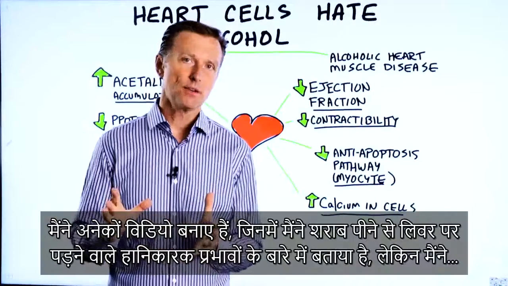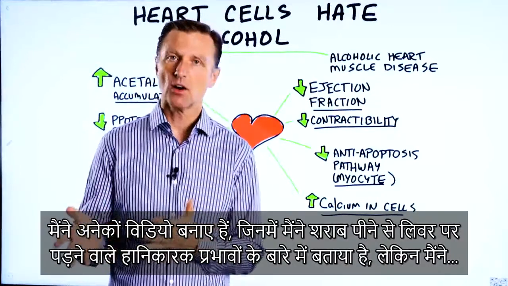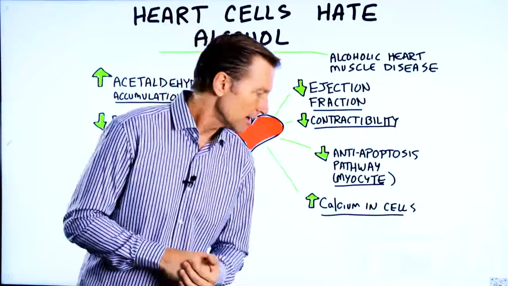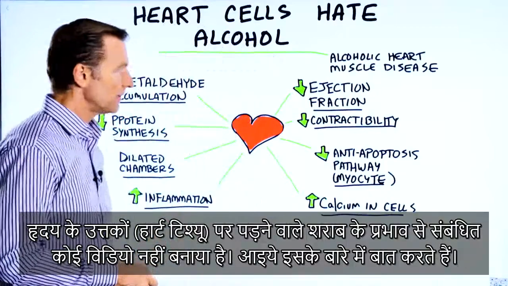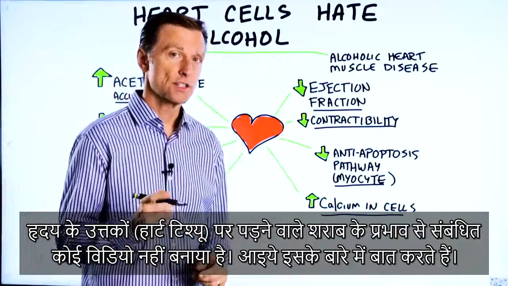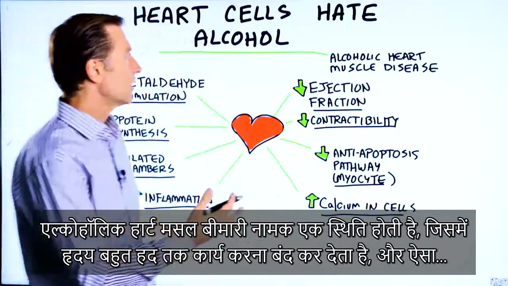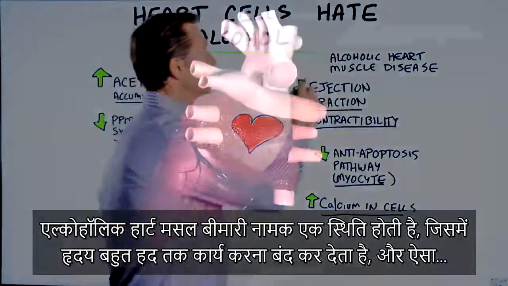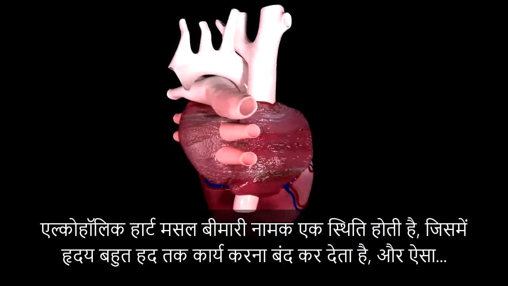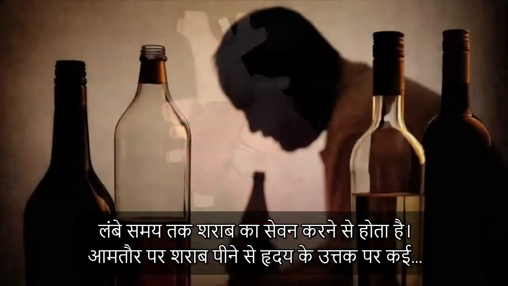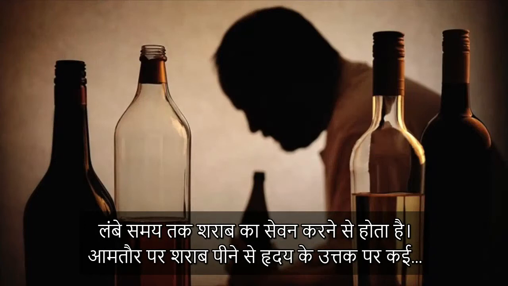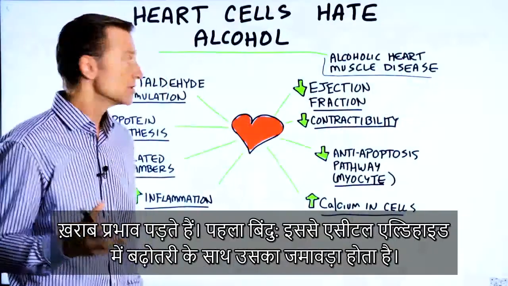I've done a lot of videos on the toxic effect of alcohol on the liver, but I haven't done a video showing the effects of alcohol on the heart tissue. So let's talk about that. There is a condition called alcoholic heart muscle disease where the heart becomes very dysfunctional because of the chronic use of alcohol. But alcohol in general will create several problems with the heart tissue.